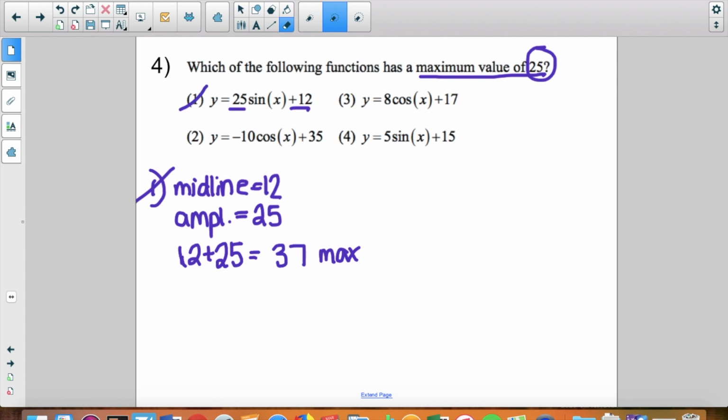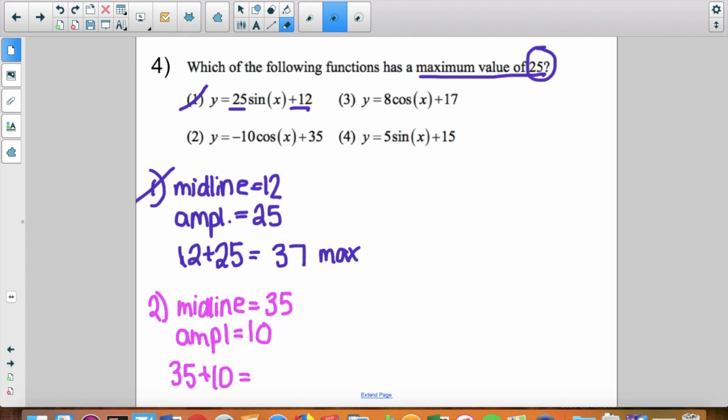Next, let's check answer choice 2. So in answer choice 2, our midline is 35. Now this is where you have to be careful. Our amplitude is 10. It is not negative 10. That negative is just when you flip your graph. It is not your amplitude. So to get to the max, we do 35 plus 10, which tells us that our max is 45. Again, not our answer because that is not what we want.